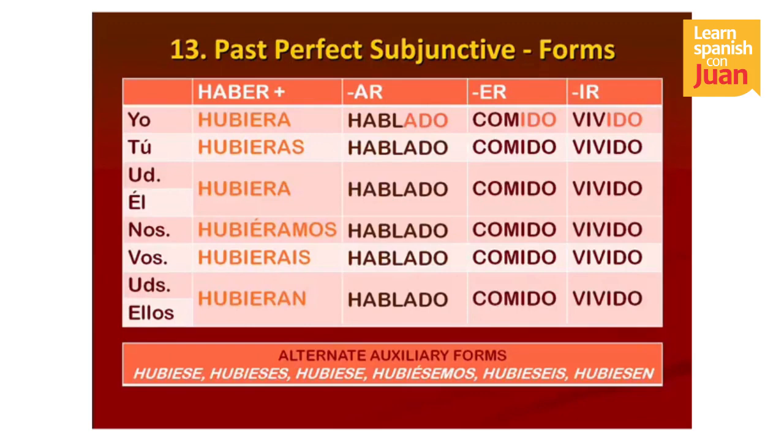So we take the past subjunctive form of haber, use that in conjunction with the past participle -ado or -ido forms. When do we do that?